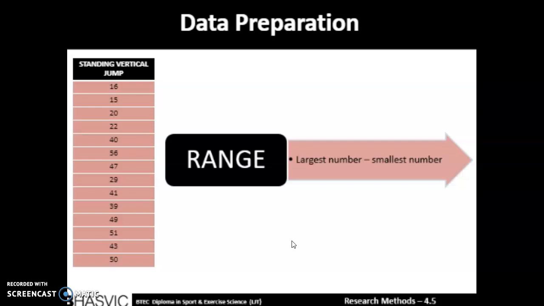Range is calculated by the largest number minus the smallest number. So in this case of our data set, if we find our largest number, it's 51, and our smallest number is 15. So you would do 51 minus 15, and that would get you your range. Range is useful as it shows the spread of the data.